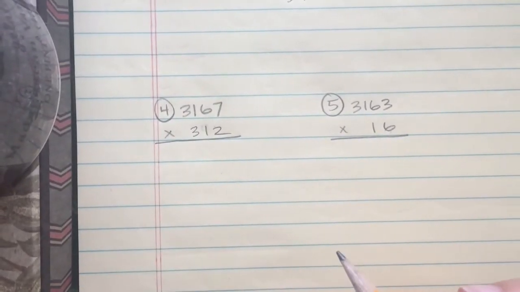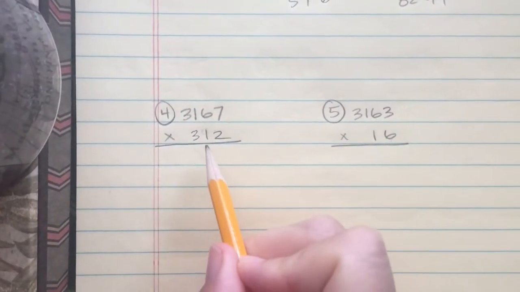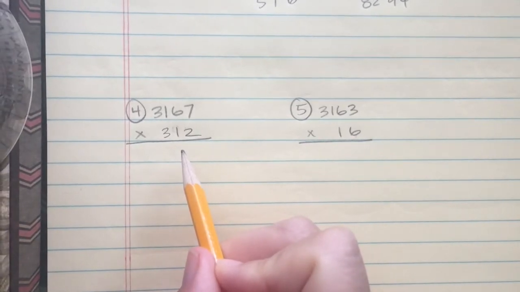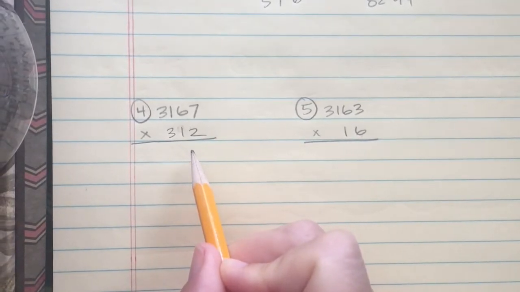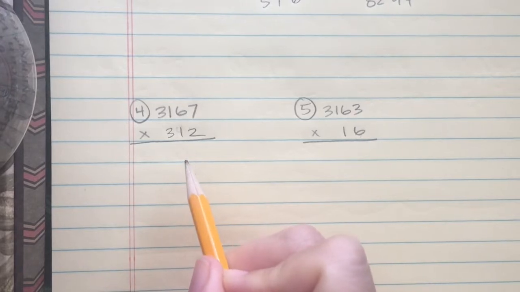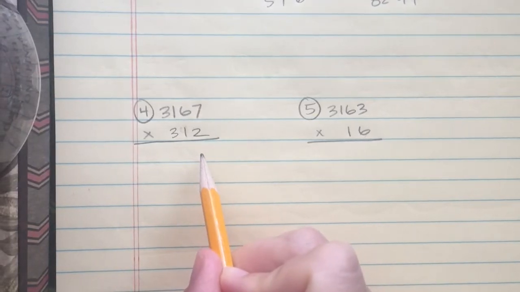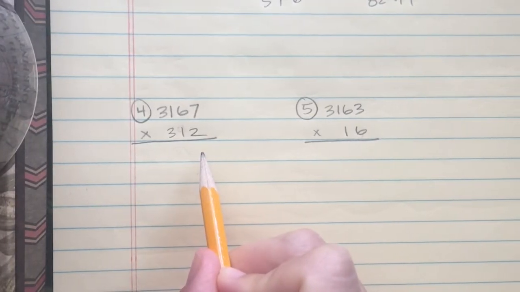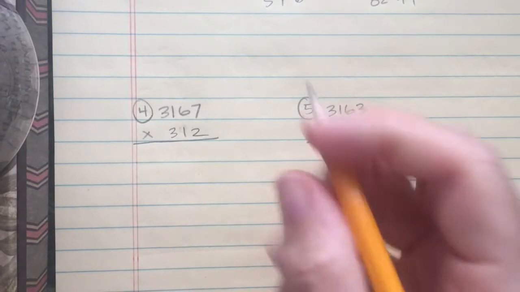silly mistake. All right, if you want to go ahead and try this one on your own and pause the video and I will work it out on the side. Take your time with this one. Don't make any silly mistakes because one wrong digit will mess up your entire answer. Okay, so here we go.